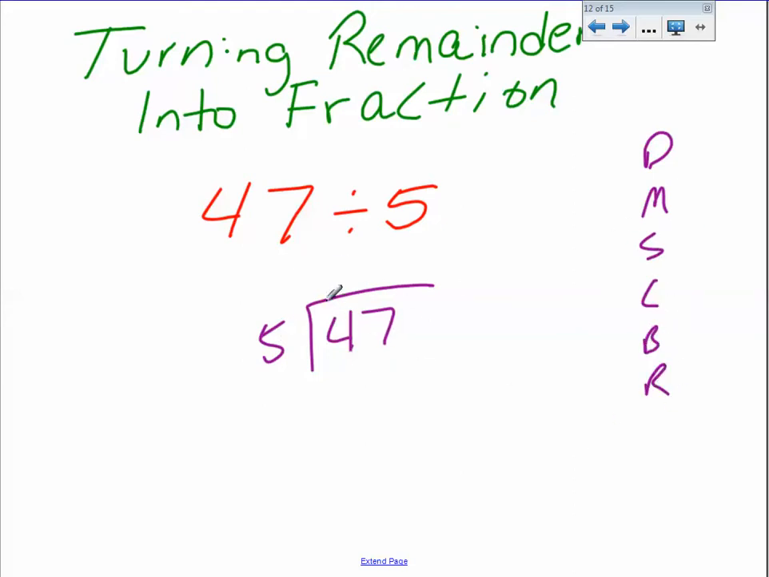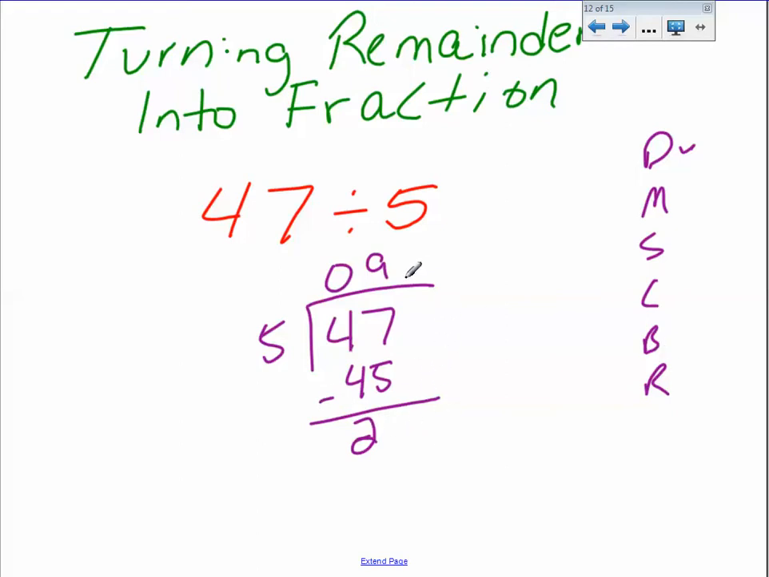Divide, well 5 can't go into 4, 0. Move over, 5 into 47. Well, I know that 5 times 9 is 45, and that's as high as I can go up here. So 9 times 5 is 45. Check. When I subtract, I get a 2. 2 is smaller than 5. Bring down, nothing left to bring down.